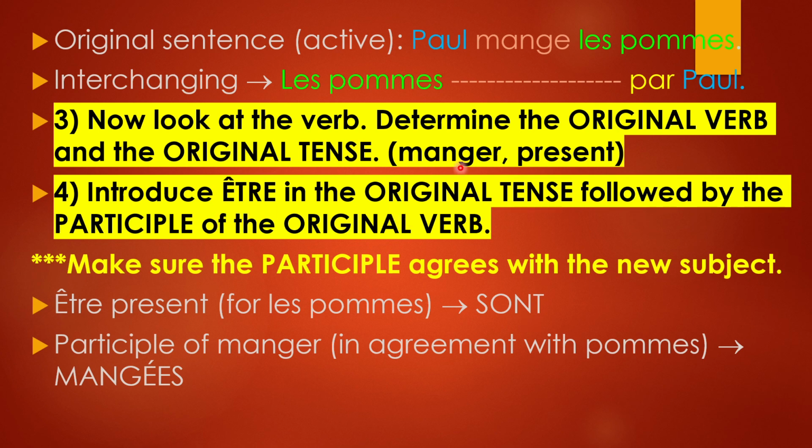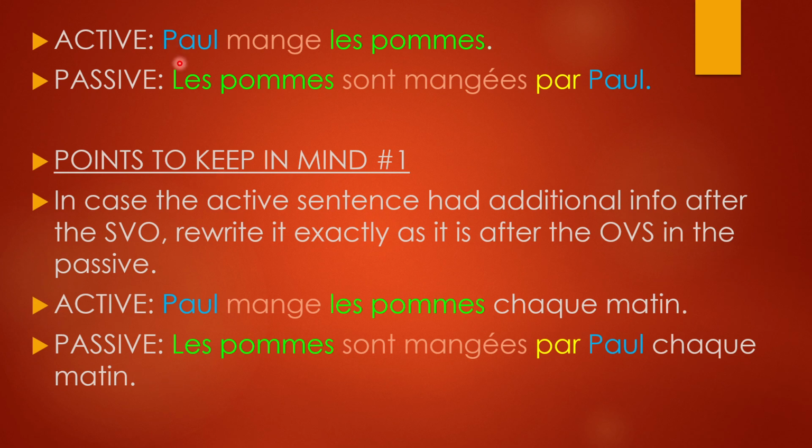The original verb is manger, whose participle is mangé, M-A-N-G-E with an accent, and then the participle has to agree with the new subject. Les pommes is feminine plural. The agreement is E and S to the participle, which gives you your passive statement. Les pommes sont mangées par Paul. Paul mange les pommes. Paul eats the apples. Les pommes sont mangées par Paul. The apples are eaten by Paul.